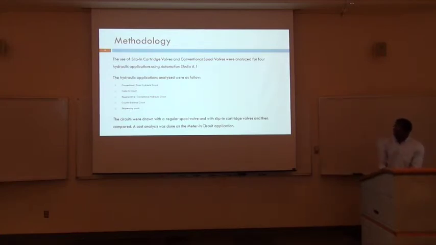And lastly, we looked at a sequencing circuit, and as the name suggests, it's sequencing. We used two different actuators: a regular cylinder and a hydraulic motor. How it worked was that when the cylinder fully extended, because of an increase in pressure, the motor would rotate. Those were drawn with Automation Studio, and then we simulated them and compared them. We also got a chance to do a cost analysis on just one of the circuits, which is the meter-in circuit.